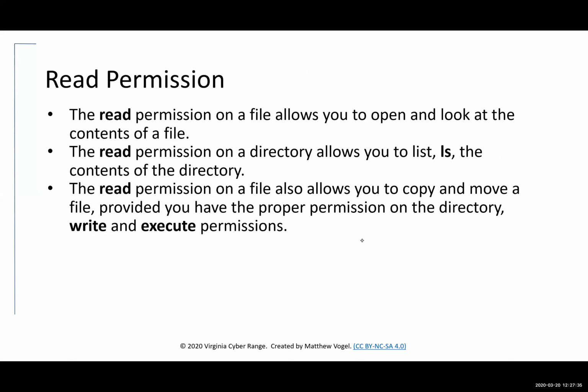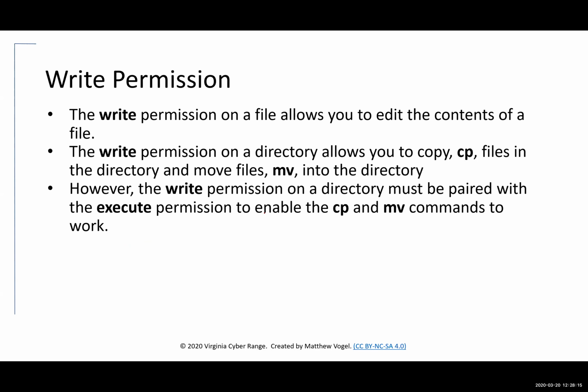Okay, so read permission. Read permission on a file allows you to open and look at the contents of the file. Read permission on a directory allows you to list, with ls, the contents of the directory. The read permission on a file also allows you to copy and move a file, provided you have proper permission on the directory. So you have to have write and execute permission. So you can copy a file in the directory if you have write permission in that directory. If you don't have write permission in the directory, then you can't create any new files in it, so you can't copy a file to another file. And we haven't talked about copying and moving files yet, but we're going to do that very soon. So that's what read permission does. Should be fairly straightforward.